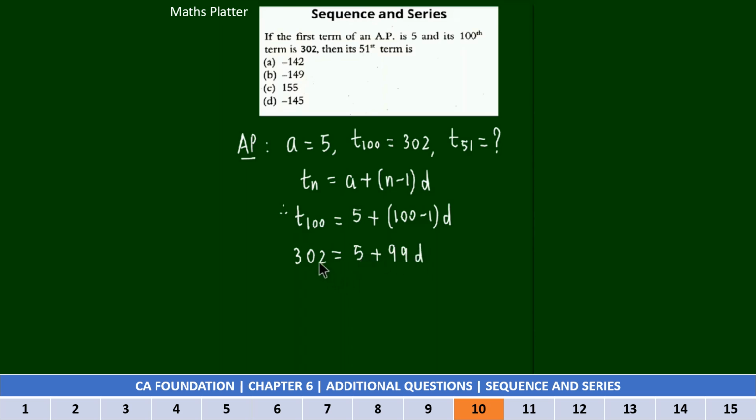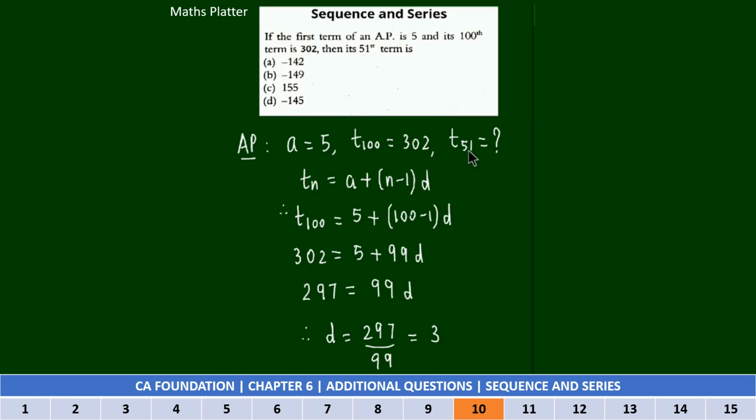Now if we subtract 5, we obtain 297. So 297 is equal to 99D. So therefore the common difference D is 297 divided by 99, which is equal to 3. So the first term is 5 and the common difference is 3.